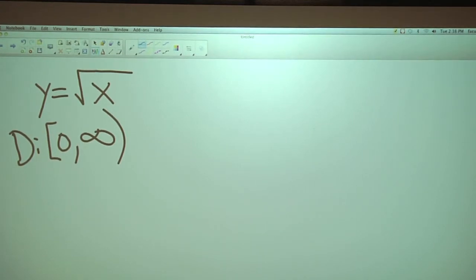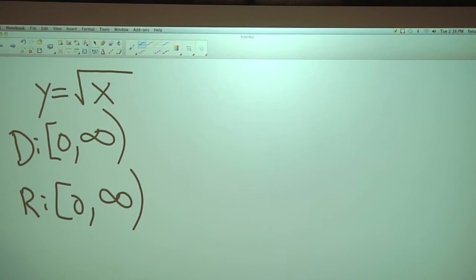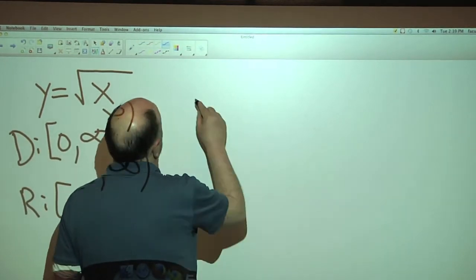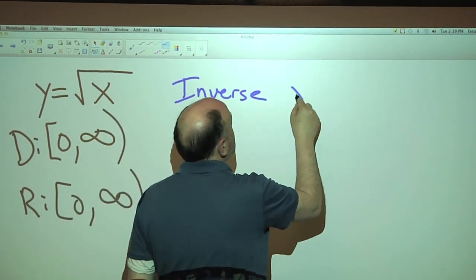What's the range? 0 to infinity, bottom to top. It's exactly the same setup. Now, what if I do the inverse of this? The inverse, we flip-flop the x and y's. So if I do my inverse, we're going to get x equals.